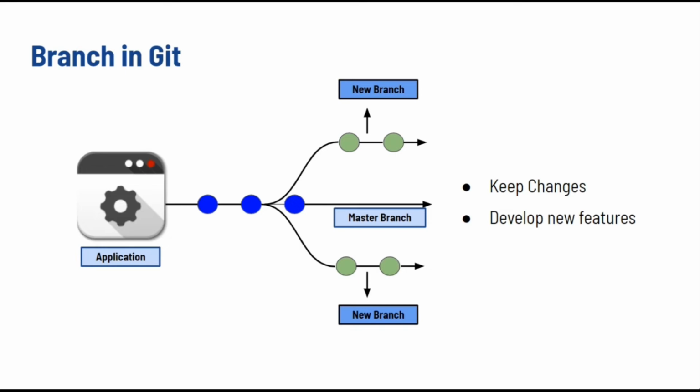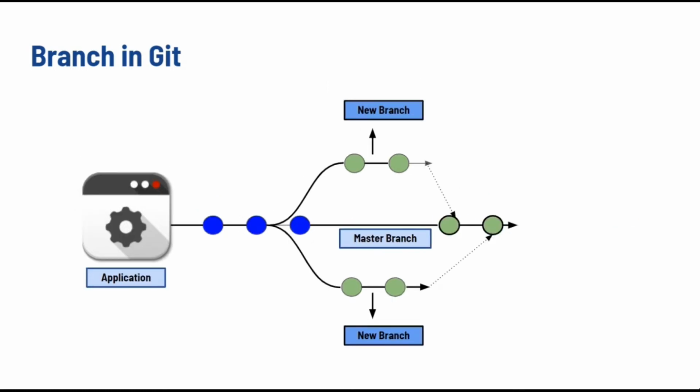A branch in Git is used to keep your changes until they are ready. The diagram shows there are two new branches. You can either keep the same changes and develop the features you want separately. After you develop them completely, you can merge the newly created branches to the master branch.